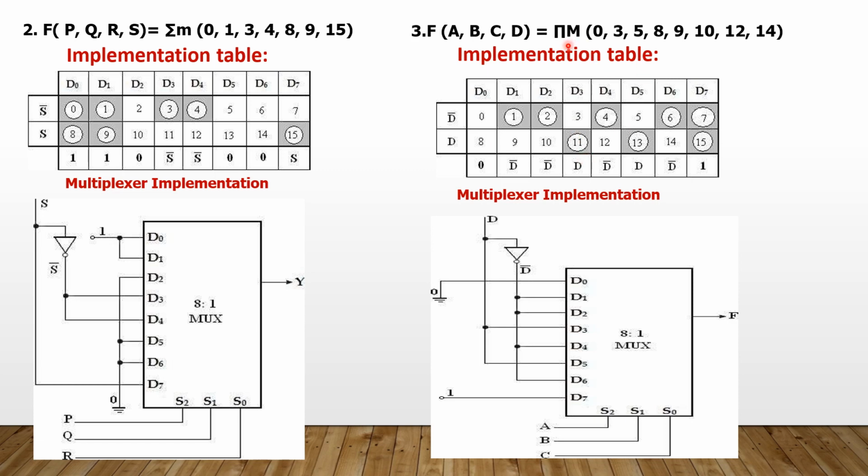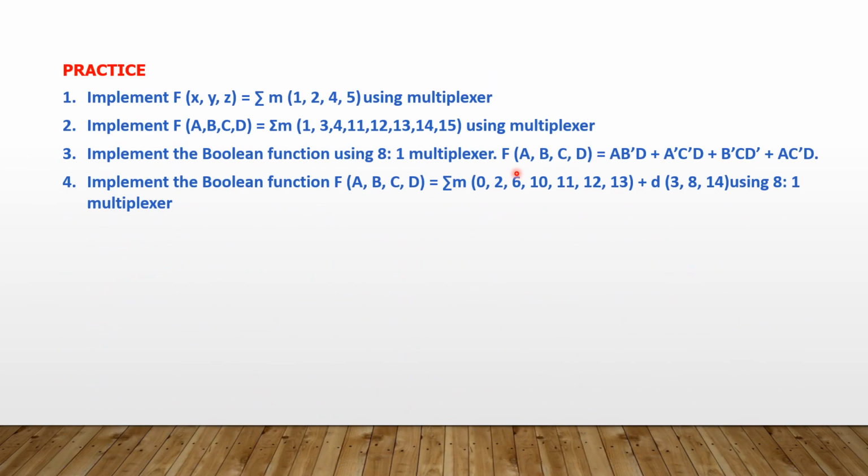For example, here the POS function is given as 0, 3, 5, 8, 9, 10, 12, 14. Obviously, what is the SOP? The remaining, that is the missing terms. What are they? 1, 2, 4, 6, 7, then 11, 13, 15. So that has to be considered in this implementation table. Please always remember the given function should be only in SOP form. Suppose if POS form is given, then we have to convert that into SOP and then we can implement using multiplexer. So these are some implementations using multiplexer.